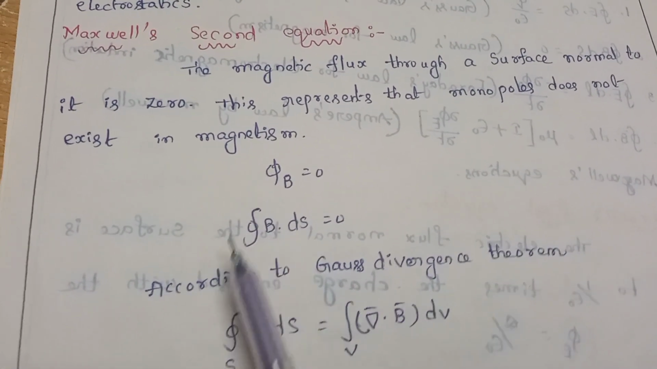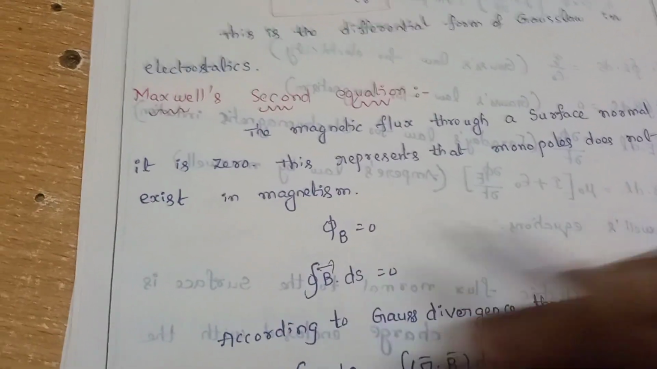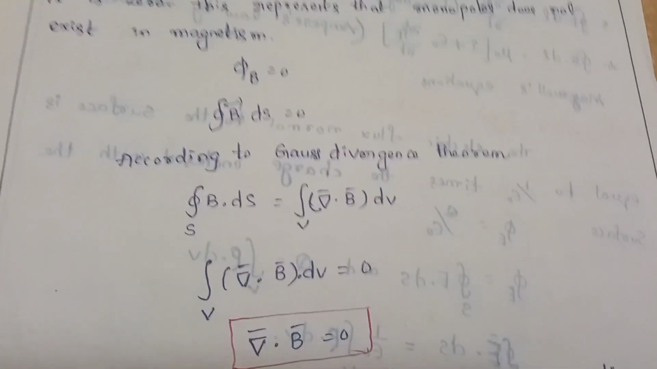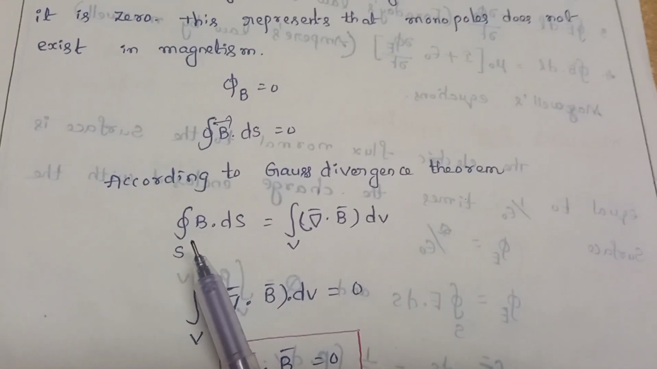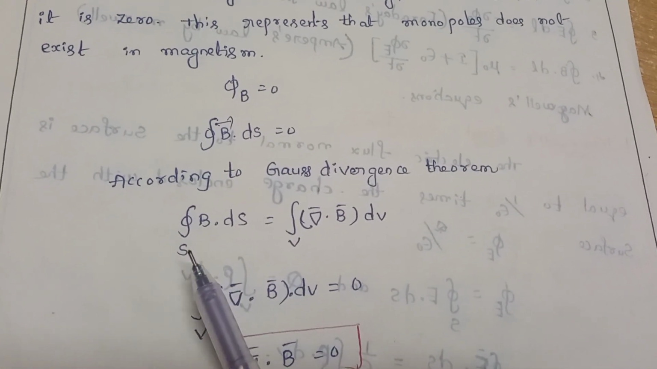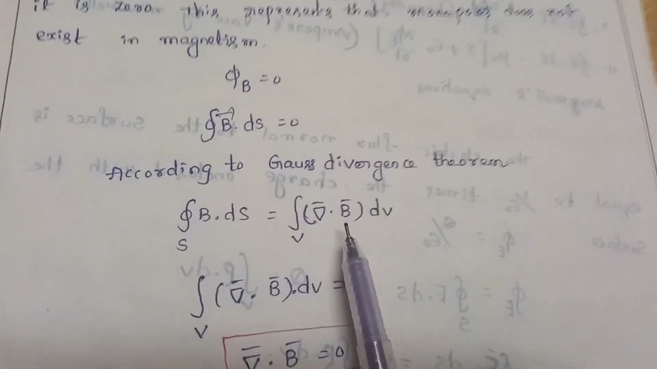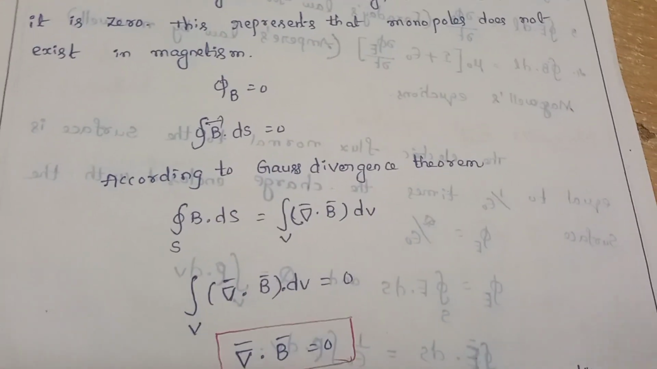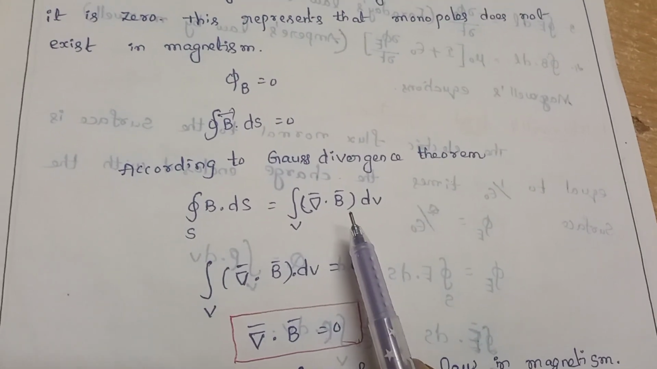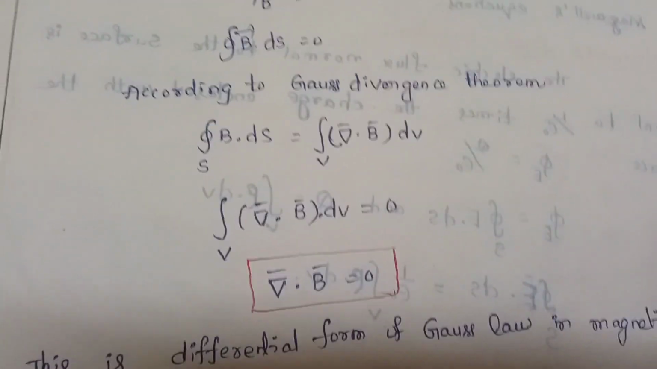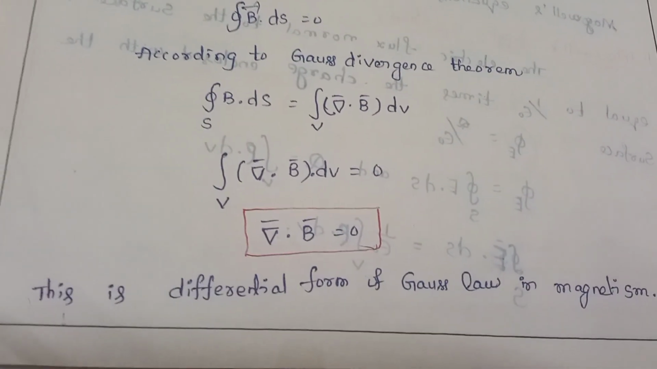The magnetic flux can be written as the surface integral of B dot ds. So B dot ds is equal to 0. For B dot ds we can apply the Gauss divergence theorem. According to the Gauss divergence theorem, the surface integral of B dot ds becomes the volume integral of the divergence of the vector, that is divergence of B dv. Then if B dot ds is equal to 0, the volume integral of divergence of B is also 0. That's why del dot B dv is 0. From this we can write del dot B is 0.